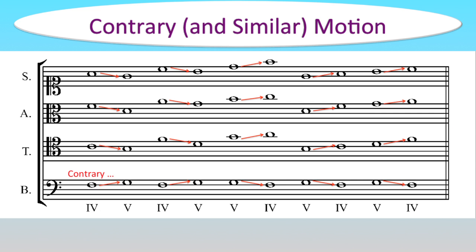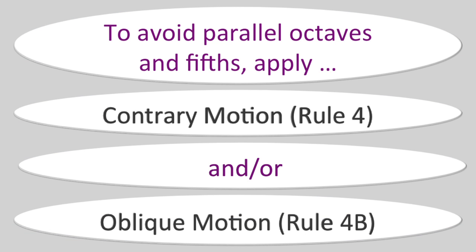Contrary motion was discussed in a previous presentation under Rule 4. The three upper voices shown here move in similar motion to each other, but in contrary motion to the bottom line, the bass voice. According to Rule 4, contrary motion, and now also oblique motion, Rule 4b, are applied in order to avoid writing parallel octaves and parallel fifths between any voices.